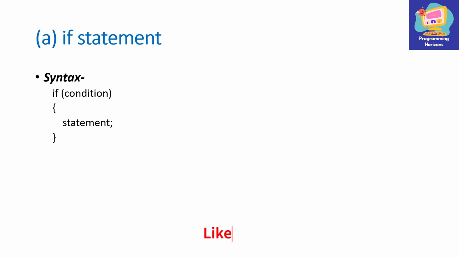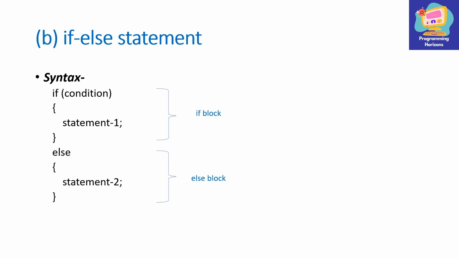The if statement is the simplest form of decision making or selection statements. The syntax of an if statement is like this. First we mention the keyword if in small letters, followed by the condition, which if it holds true, then the statement within the curly braces will be executed. Otherwise nothing happens. The if-else statement is a slightly modified version of the simple if statement. Here the syntax is like this. If the condition mentioned in the first line is true, then statement 1 in the if block will be executed. Otherwise, statement 2 mentioned under else will be executed.